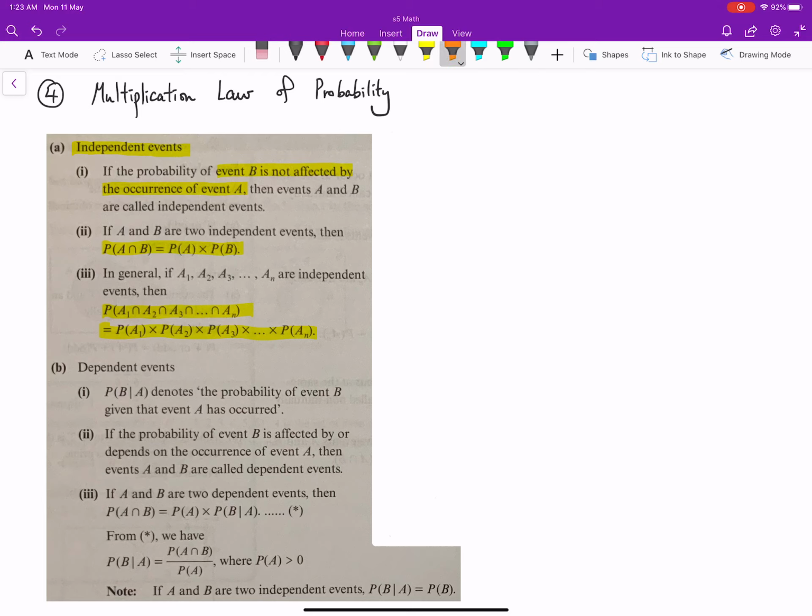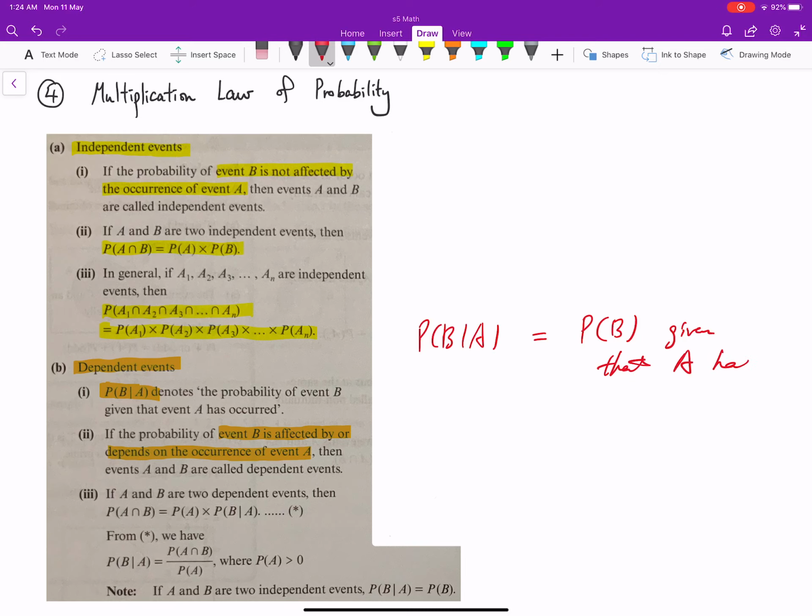Okay, and for the second one, dependent event, it means, on the other side, event B will be affected by the occurrence of event A. Then they are dependent. And this notation will be used, okay, P(B given that A occurs), okay, this one is the probability of B given that A has occurred already. Okay, it's happened already.